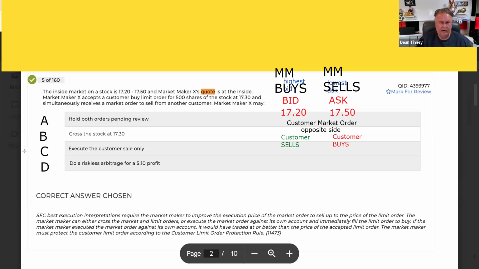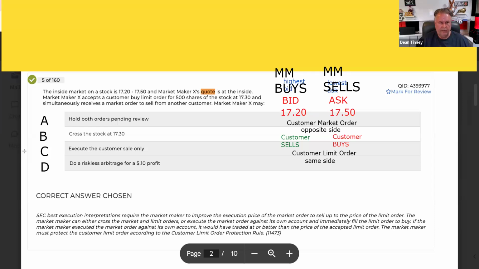Market maker X accepts a customer buy limit for 500 shares at 1730. Now, in a limit order, here they're kind, by the way. They tell you it's a buy limit, but on the test, they're under no obligation to tell you that's a buy limit. They could have just as easily said the customer wants to buy 500 shares at 1730, and then it's up to you to figure out that that is a limit order.